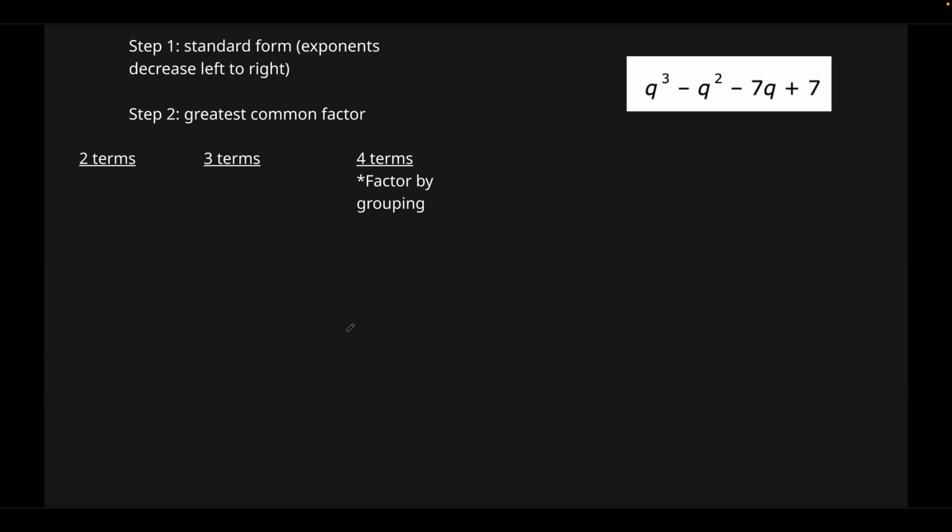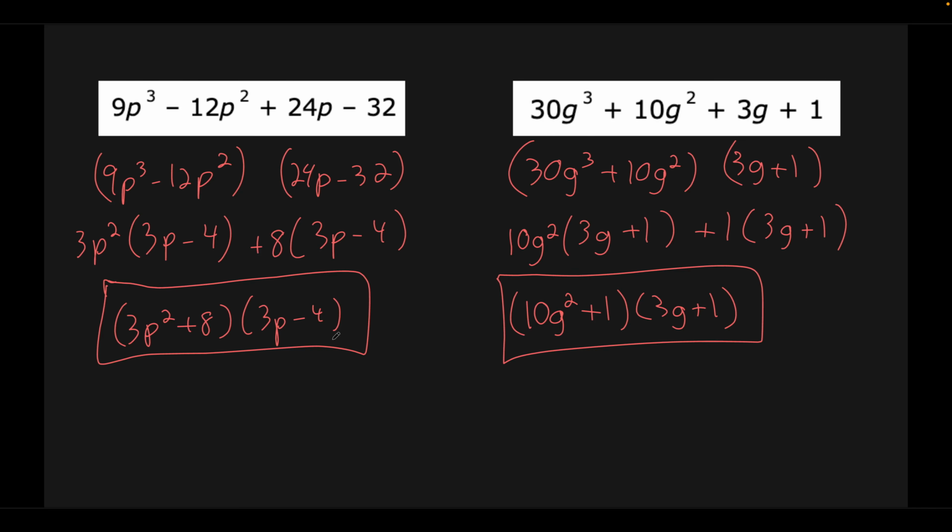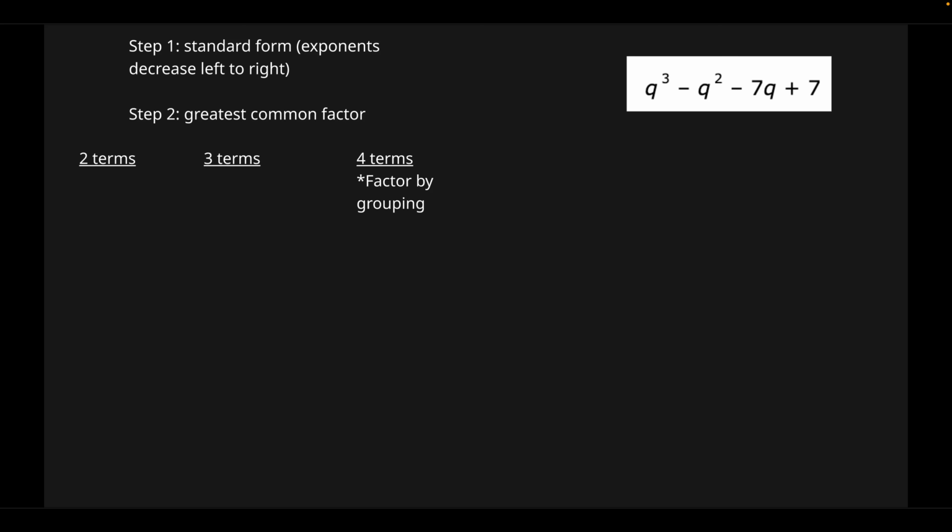Okay, for this next problem, again, always check for your steps. Sorry about that. So, step 1, is it in standard form? Yes, it is. Step 2, is there a greatest common factor? No, there is not. So now we do our grouping.